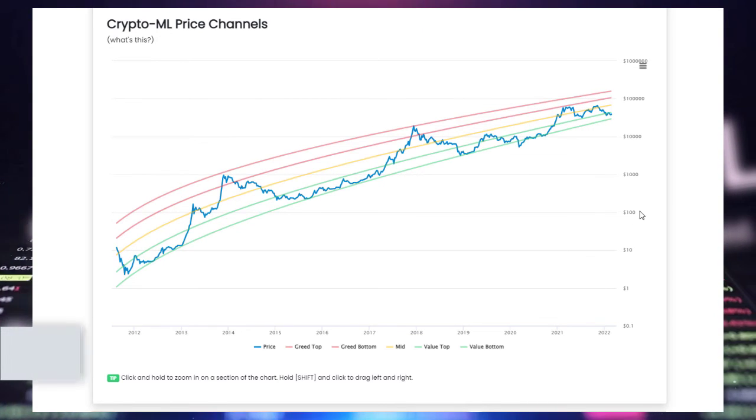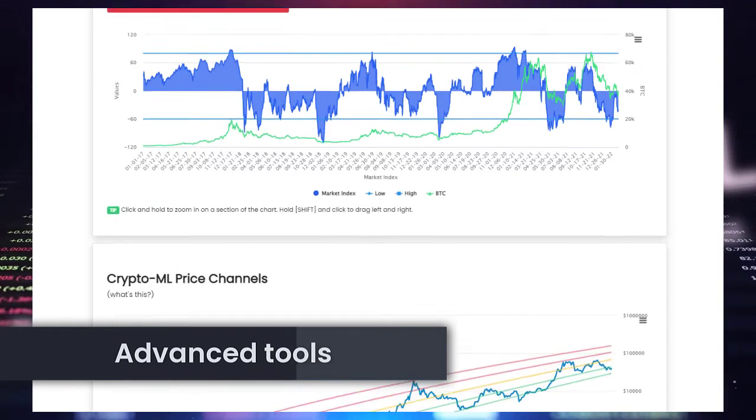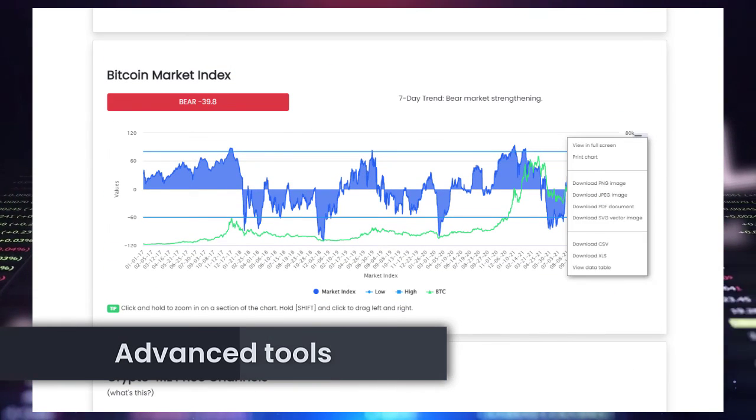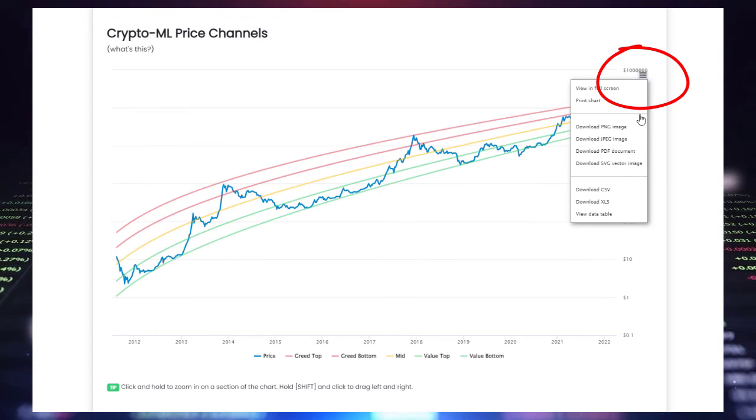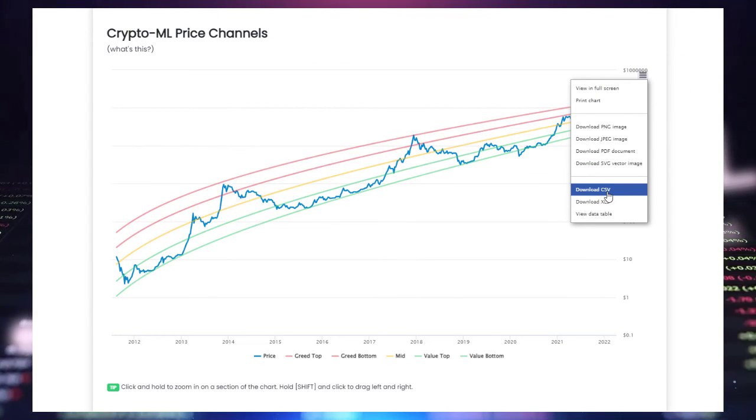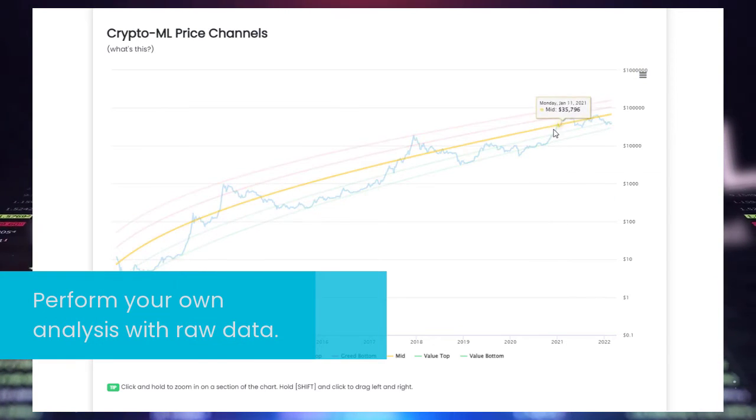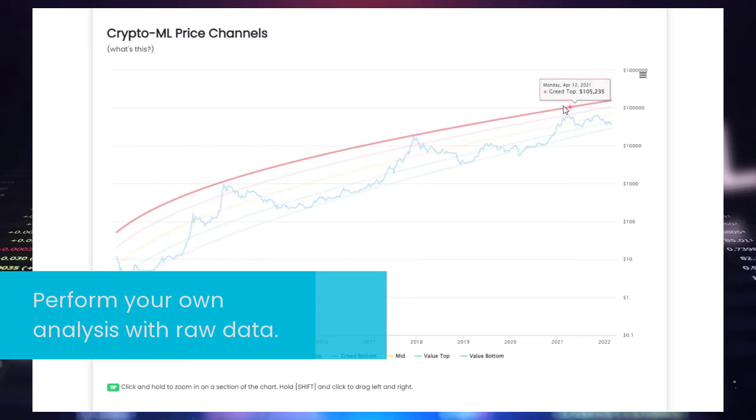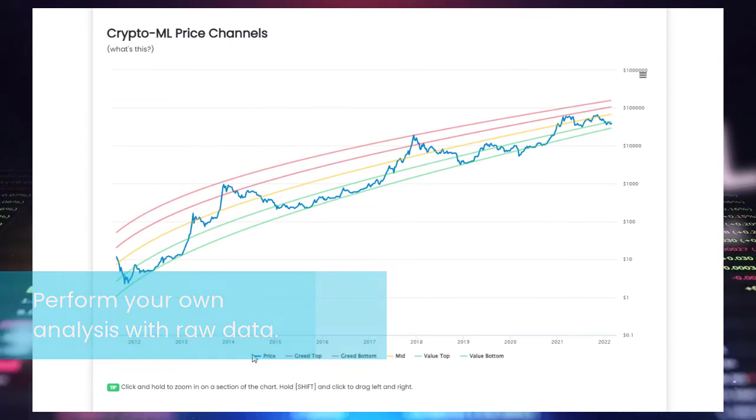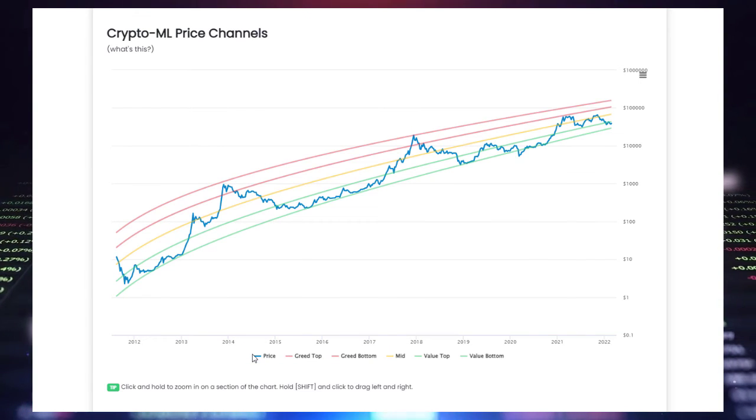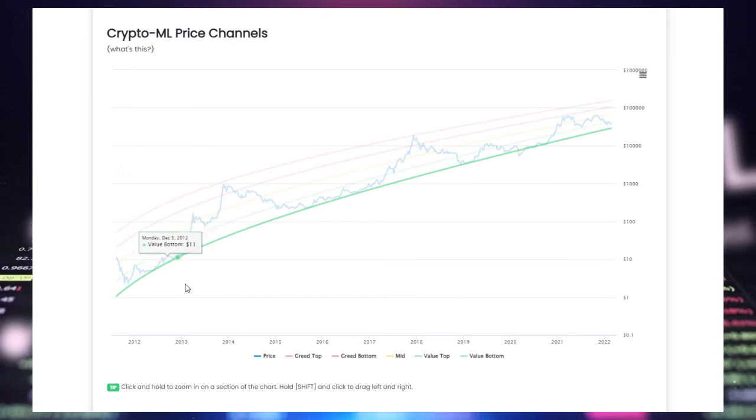All right, and last up, we do have some tools here for advanced users. This is true of the market index, we have this little hamburger icon, and also for the price channel. You can click on this and download the data. You can download it in Excel or a CSV. This will pull all the data points you see in this chart, including every single plot from the channels, the price, and how that's changed over time. So you can download that data and do your own analysis. I know a lot of people like to do that and really understand what's happening behind the scenes.